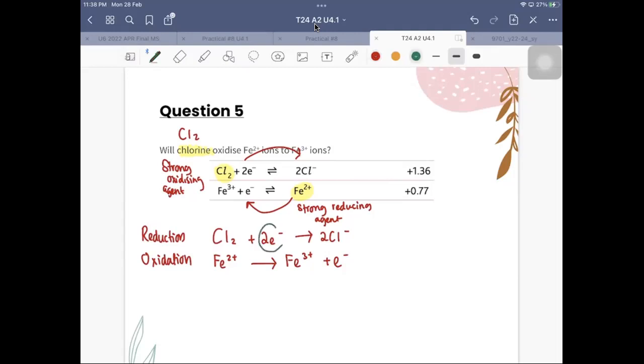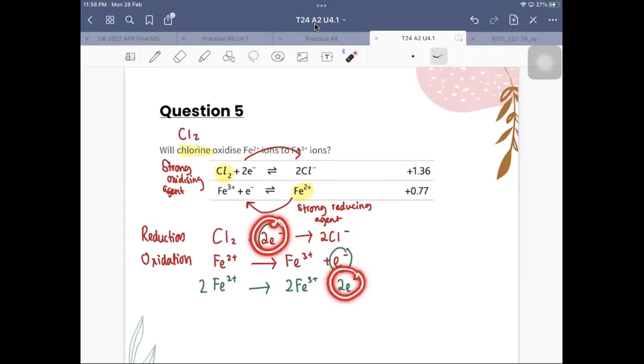So you can see here, I've got 2 electrons in the reduction and only 1 electron in the oxidation. So that means I have to multiply the whole thing of my oxidation half equation by 2 so that the number of electrons now match. Okay, so 2 electrons being gained by the chlorine and 2 electrons being released by the oxidation of Fe2+.